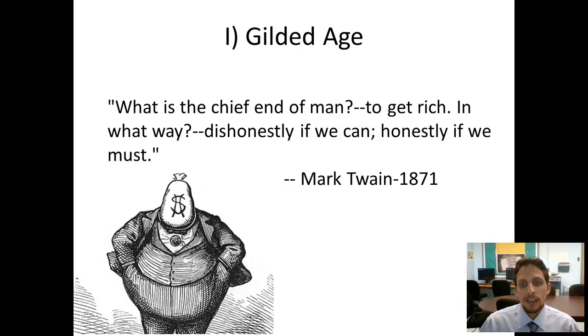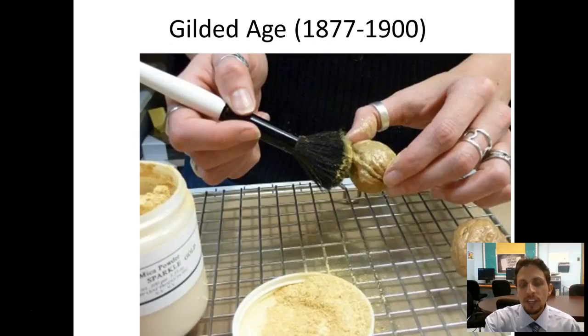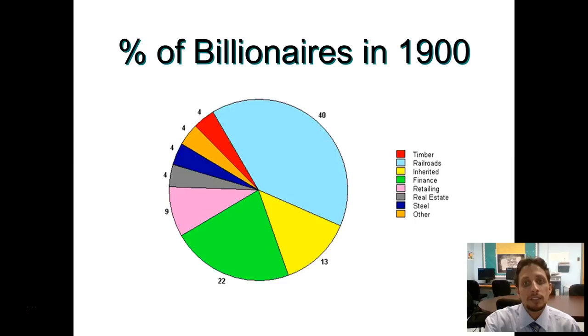Like I said, Mark Twain is a product of the time period. He sees people all around him, these industrialists getting extremely wealthy. And to them, the end game is making a profit. If they can do it dishonestly, they will. If they're forced to do it honestly, then they also will. So this is the ideology that permeates the time period.